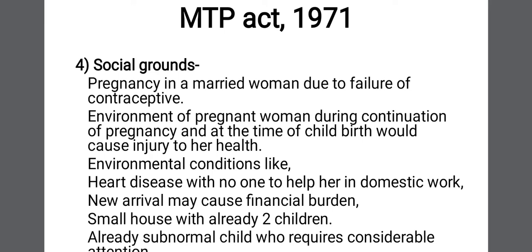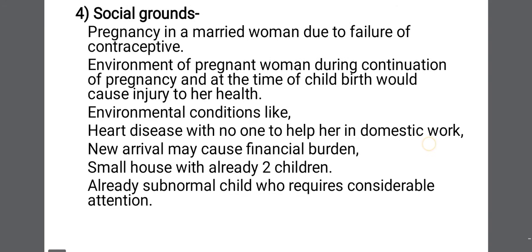On the social grounds, pregnancy in a married woman can be terminated under this point if the pregnancy is because of failure of contraceptive, or if the environment of the pregnant woman during continuation of pregnancy and at the time of childbirth can cause injury to her health. That may be because of problems at home, the house is small, there are many people in the house, or financial problems. The continuation of the pregnancy or a new arrival may cause financial burden, and that's why the couple would not like to have a new baby in their home. That's why in such cases pregnancy can be terminated. So if the environment during pregnancy and childbirth would cause injury to her health, she can ask for termination of the pregnancy.